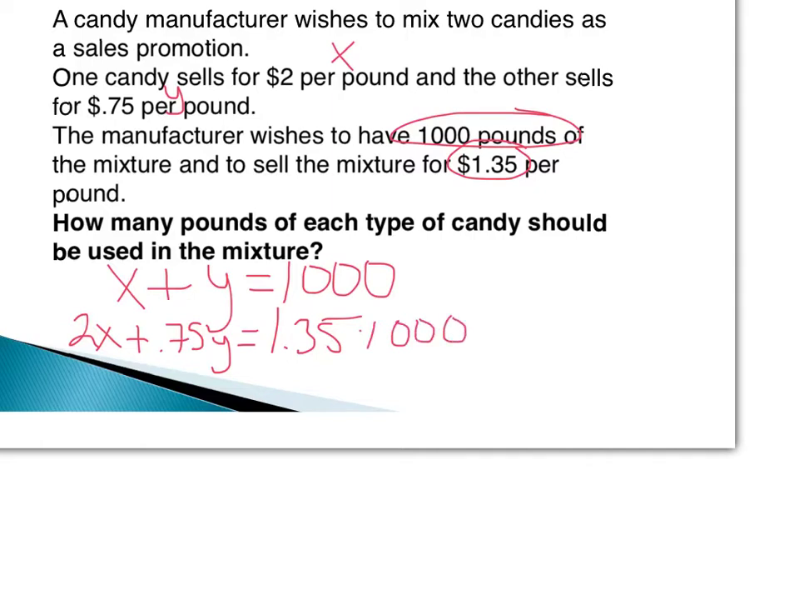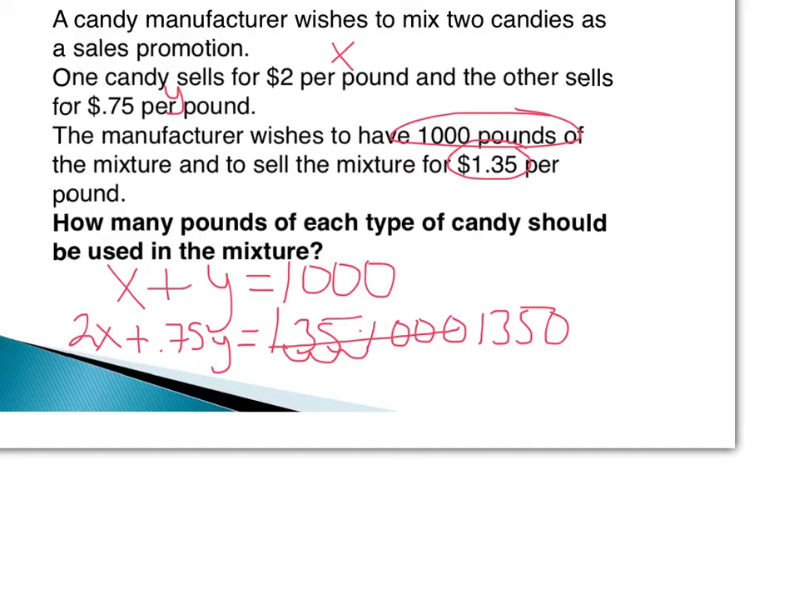So you'll notice a nice pattern in a lot of these problems. We have pounds plus pounds equals pounds. And then here we have money times pounds plus money times pounds equals money times pounds. So let's go ahead and change this one right here. We'll cross this out. We'll make this $1.35 times 1,000. We just move the decimal place 3 places. We get 1,350.